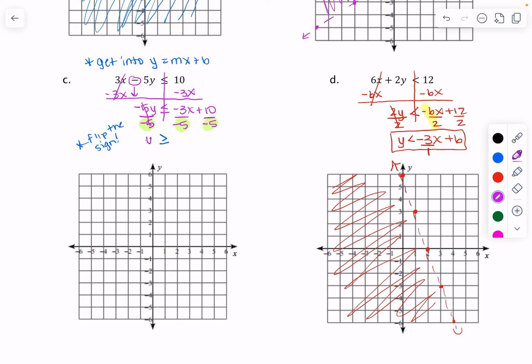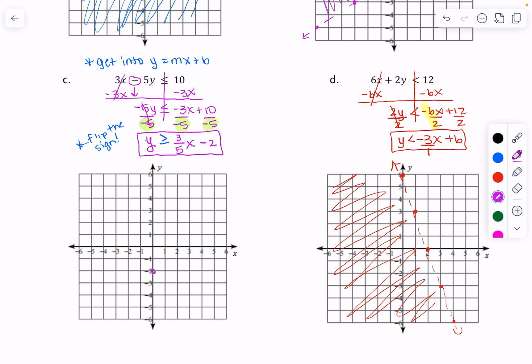The negative 5's cancel out. I have y is greater than. Just keep this as 3 over 5x. If you need to put that in your calculator, negative 3 divided by negative 5. But also get used to that idea of a negative divided by a negative is a positive. Remembering that makes it a little simpler. 10 divided by negative 5 is negative 2. So now I have my inequality I can graph.